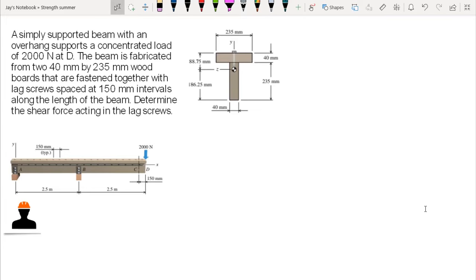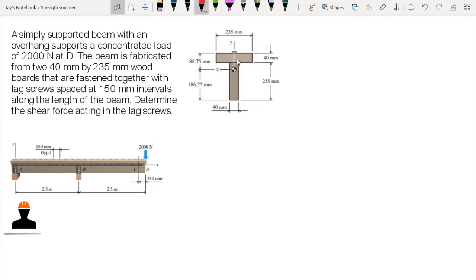So we have a built-up beam that is composed of a 235 by 40 wood and also a 230 by 40 millimeter wood. They are joined by a rivet, or screws, that are spaced 150 millimeter apart. Our goal here is to determine the shear force acting in the lag screw. So what is the shear force that is being resisted by our screw?